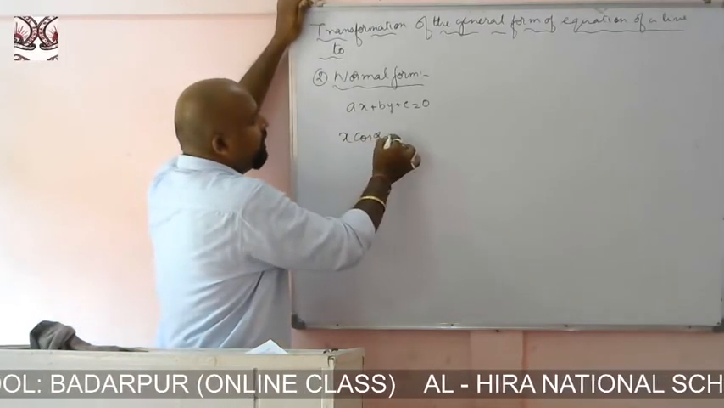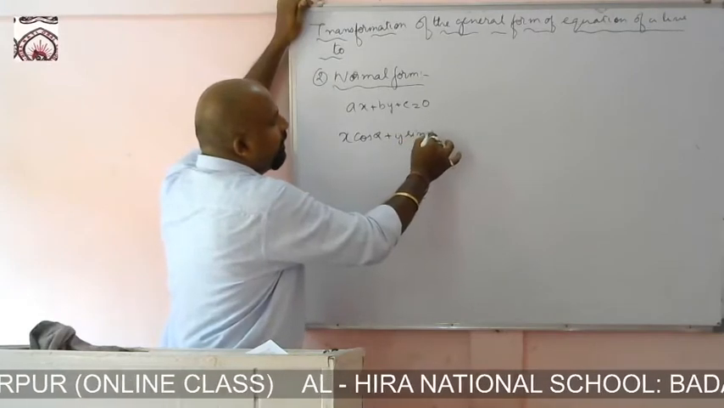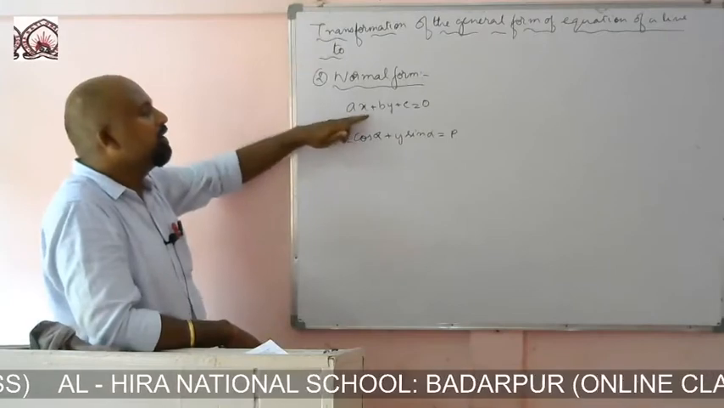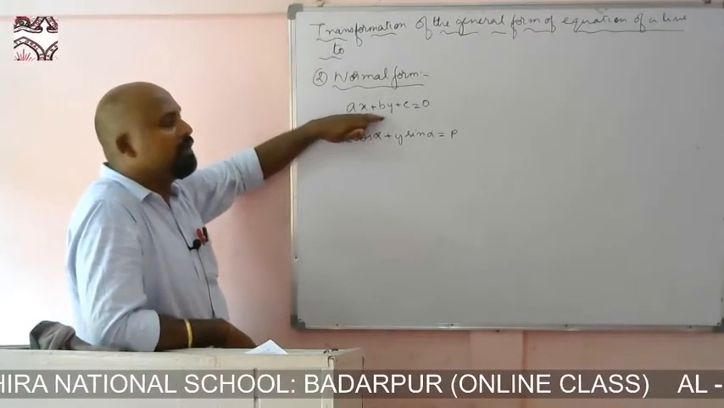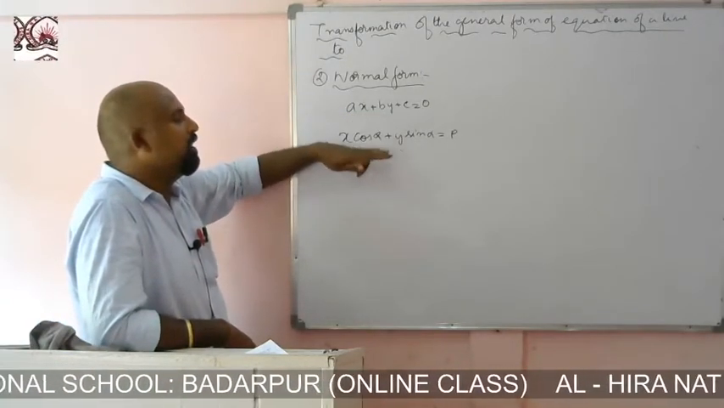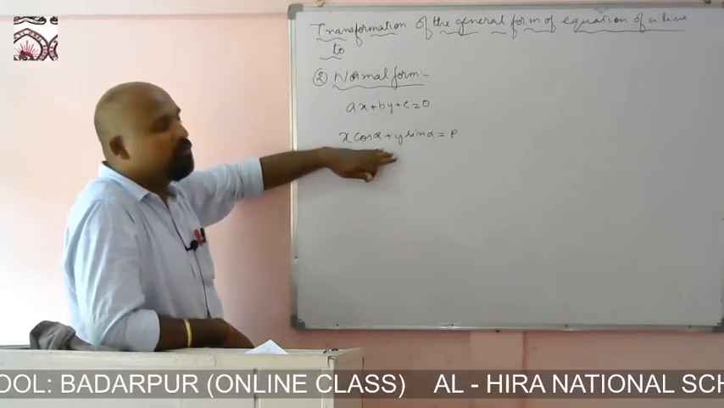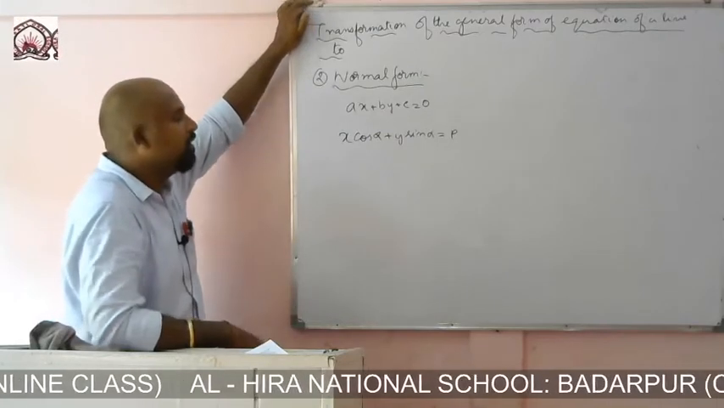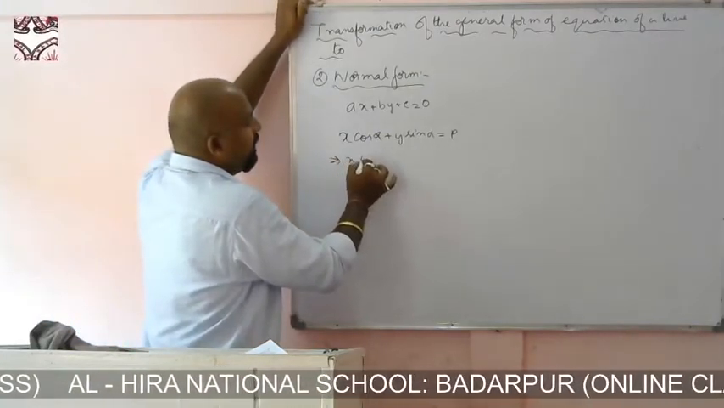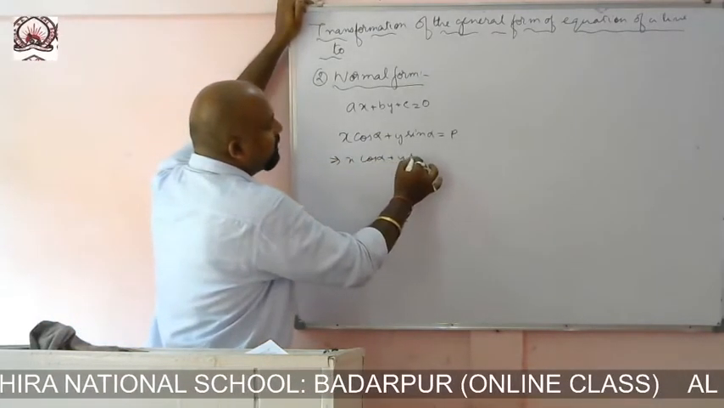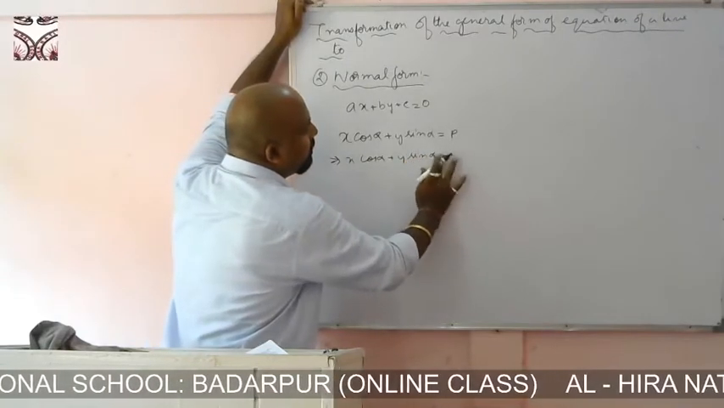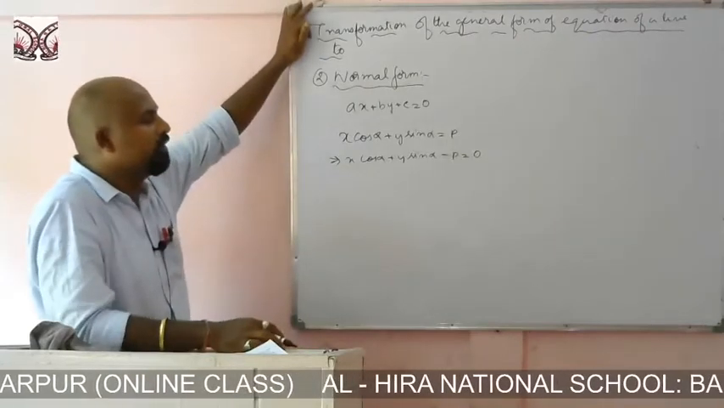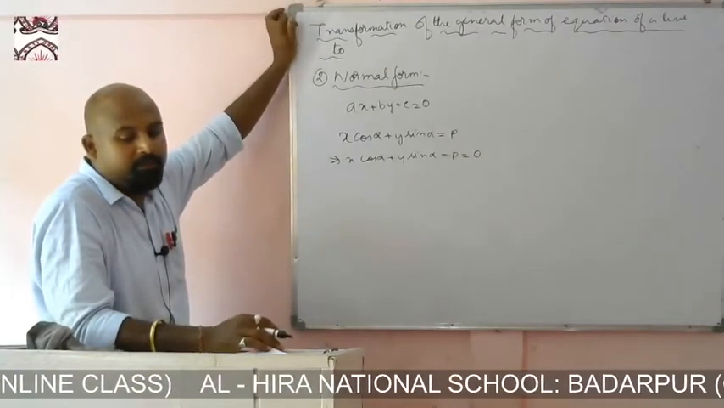We also know that the equation in the normal form is given by x cos alpha plus y sin alpha equal to p. Yes or no? This is also a form of the equation of a line, the normal form. Now from here we can write x cos alpha plus y sin alpha minus p equal to 0.